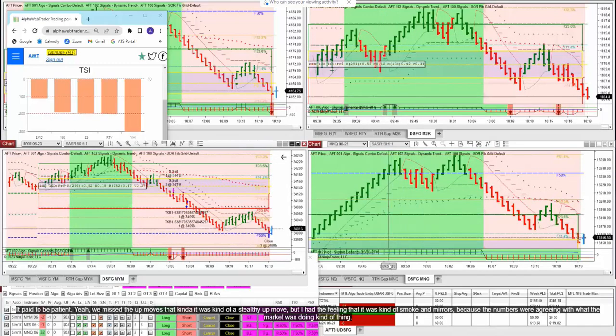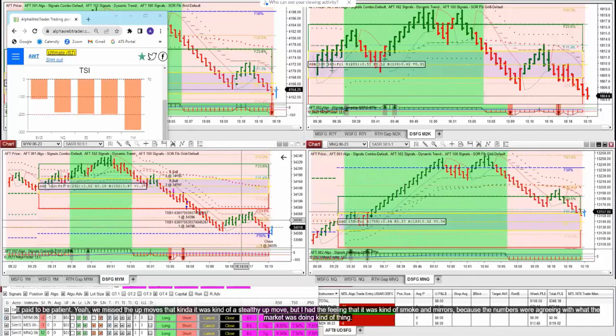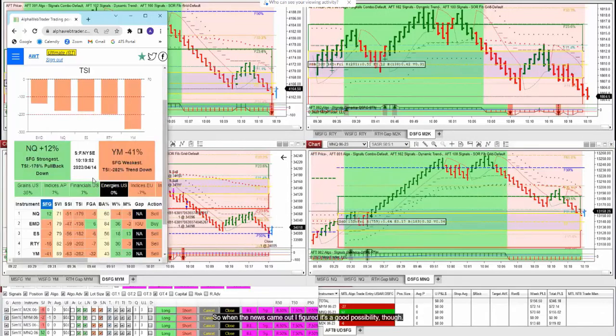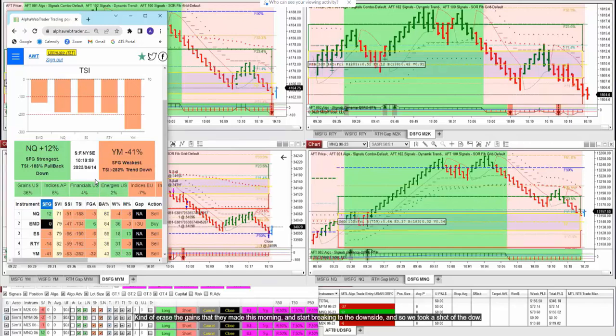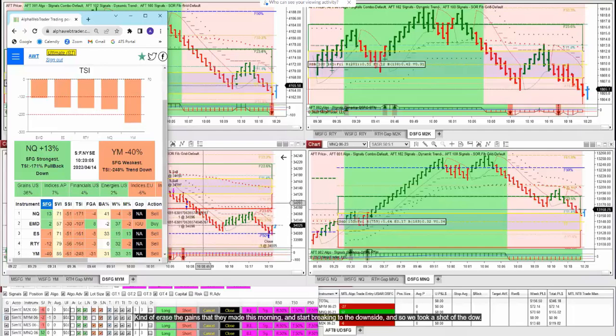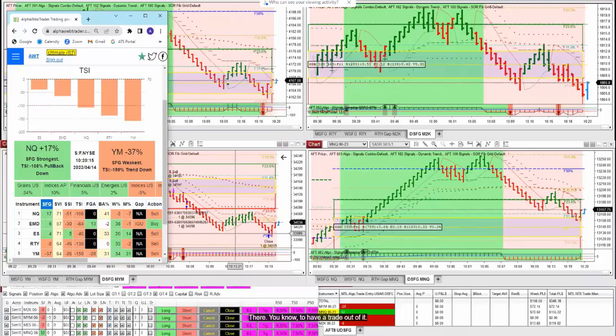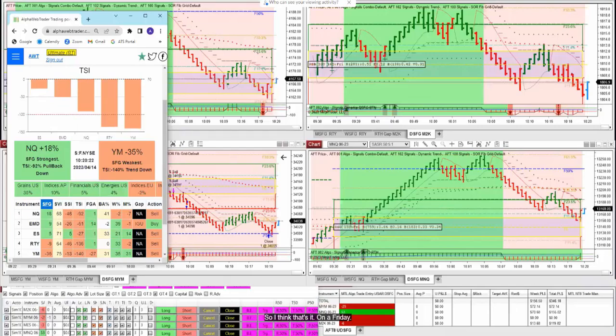Yeah, we missed the up moves. That was kind of a stealthy up move, but I had the feeling that it was kind of smoke and mirrors because the numbers weren't agreeing with what the market was doing. So when the news came out, I figured it's a good possibility they'll erase the gains they made this morning and start breaking to the downside. And so we took a shot on the Dow. It was the weak one. It triggered first to the downside and got enough of a move down to the 50% of the range to have a trade out of it. So I think that's it on a Friday.